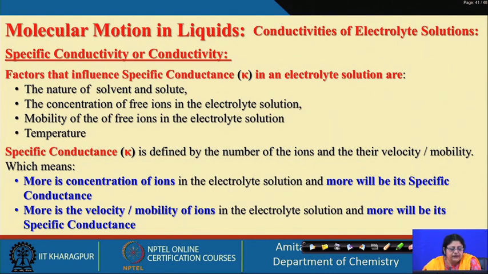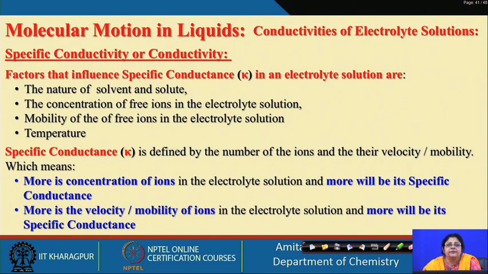So, the specific conductance is defined by the number of ions and their velocity and mobilities, which means the more the concentration of the ions in the electrolyte solution, the more will be the specific conductance. If the mobility or the velocity of the ions is more in the electrolyte, then its specific conductivity will increase.